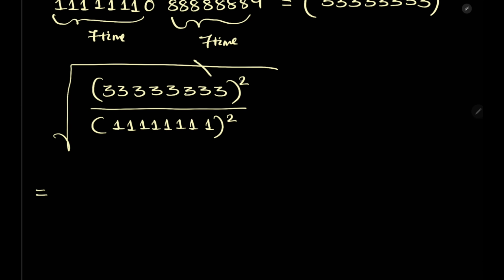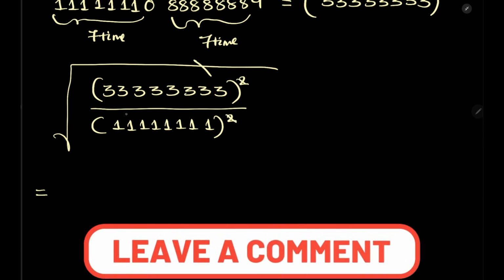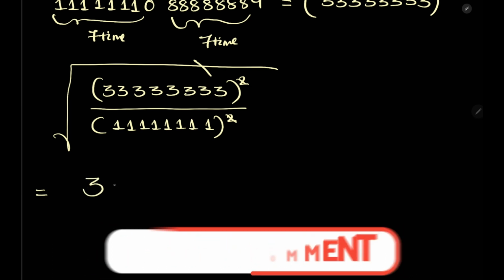Now this square root and square will cancel out and if we divide the numerator with the denominator considering only the positive answer, the answer will be 3.